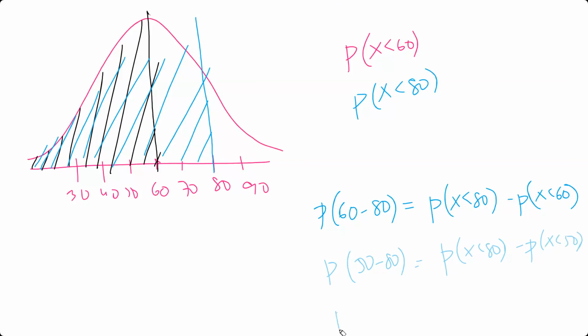Now I want the probability between 66 to 94. What is the answer? Probability of x less than 94 minus probability of x less than 66. Like that, from where to where you want, you can calculate now. Clear?